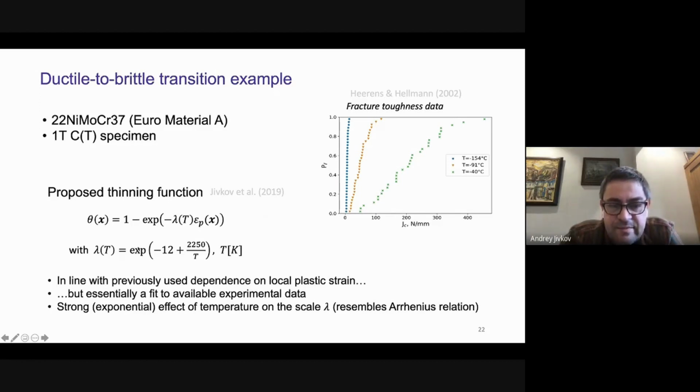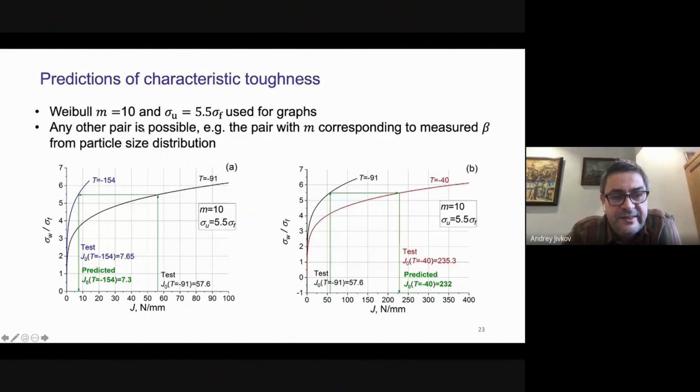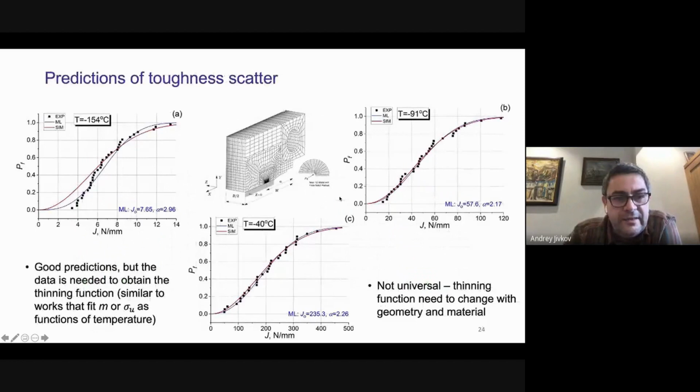It suggests that one can look for some sort of thermodynamic explanation, because there is a strong exponential effect and it resembles the Arrhenius relation. But we were not able at that point to find an explanation. So this was rather successful to predict changes in fracture toughness. If one measures the fracture toughness at a particular temperature, with this fit for this particular material, one can predict the fracture toughness at a lower temperature and at higher temperatures in the ductile-to-brittle transition regime quite well. And also the predictions of the probability of failure as a function of the J integral.